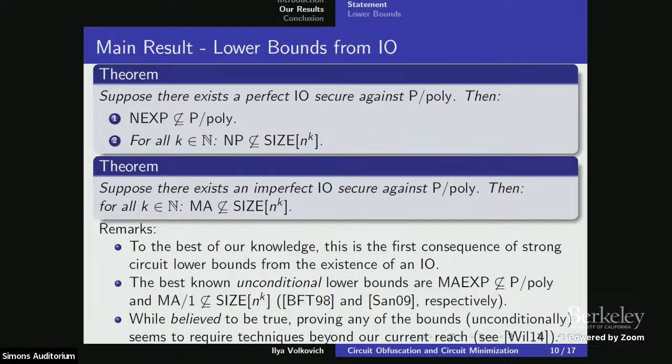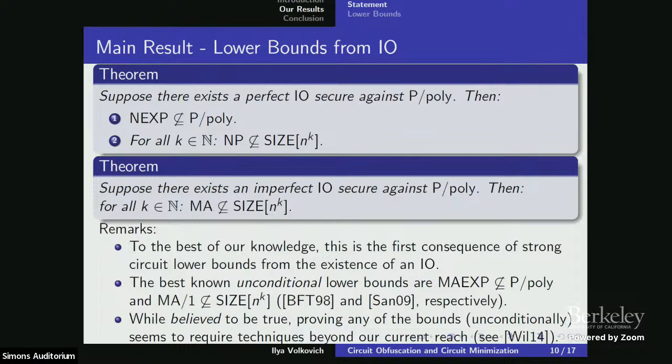Question. If P is equal to NP, then we have IO. Yes. So doesn't that contradict the second? You actually get stronger lower bounds if you assume P equals NP. Well, if P equals NP, you get those kinds of lower bounds for P itself already. You get that P is not in size n to the k, and so on.